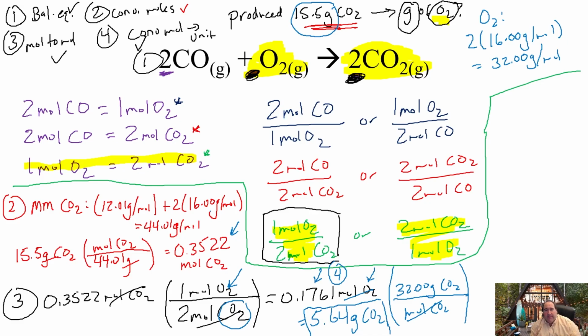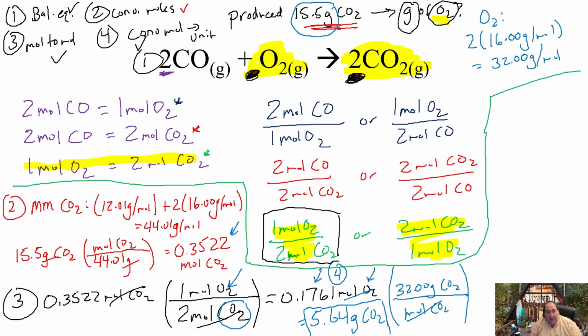So what does this number really mean? It means what we just figured out was if I were to produce 15.5 grams of CO2, I would have had to put into that reaction 5.64 grams of O2. And if I did that, I should produce 15.5 grams of CO2 based on the reaction.